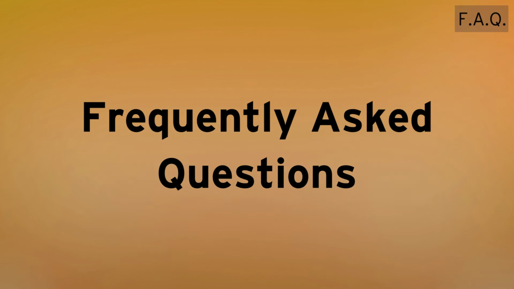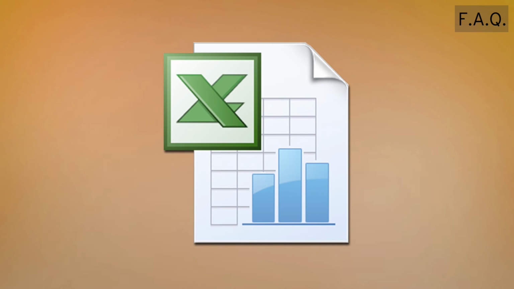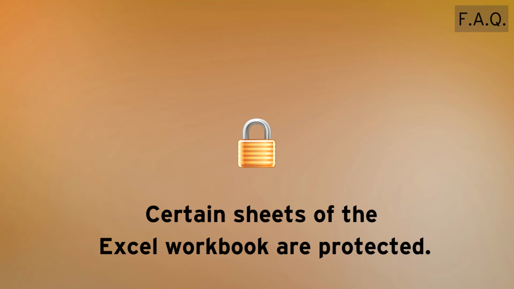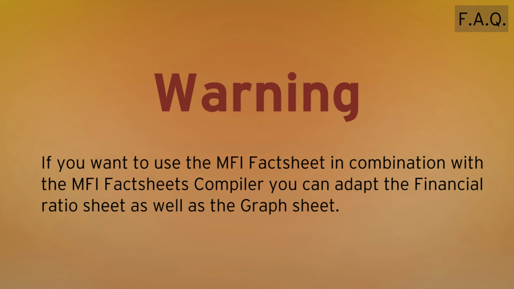Frequently asked questions about the MFI Factsheet. Can the MFI Factsheet be customized? Yes. The Excel format of the MFI Factsheets allows you to customize it. Certain sheets of the Excel workbook are protected. Before editing, you must unprotect the sheet. Warning: if you want to use the MFI Factsheet in combination with the MFI Factsheets compiler, you can adapt the financial ratio sheet as well as the graph sheet.